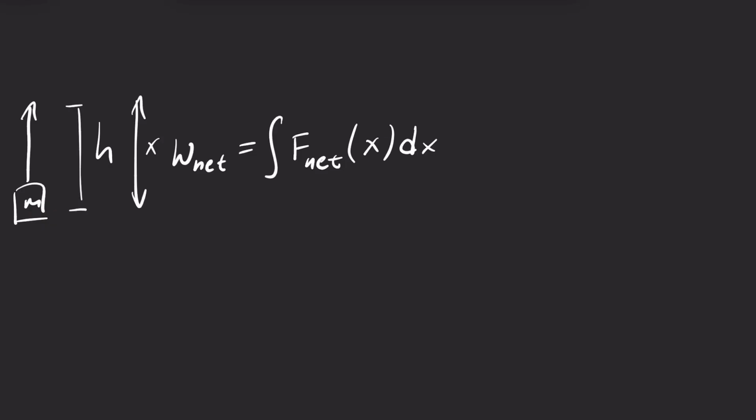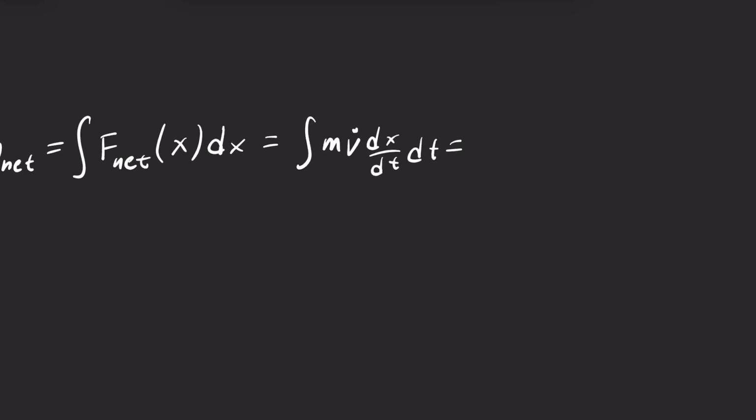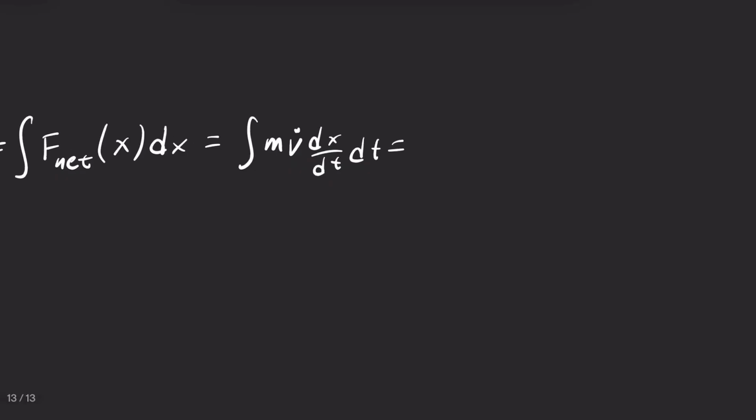Now what I can do is use Newton's second law to rewrite this as the integral of m times v dot, and then I'm going to replace the dx with dx by dt times dt. And that allows me to rewrite this as m times the integral of v dot times v dt.